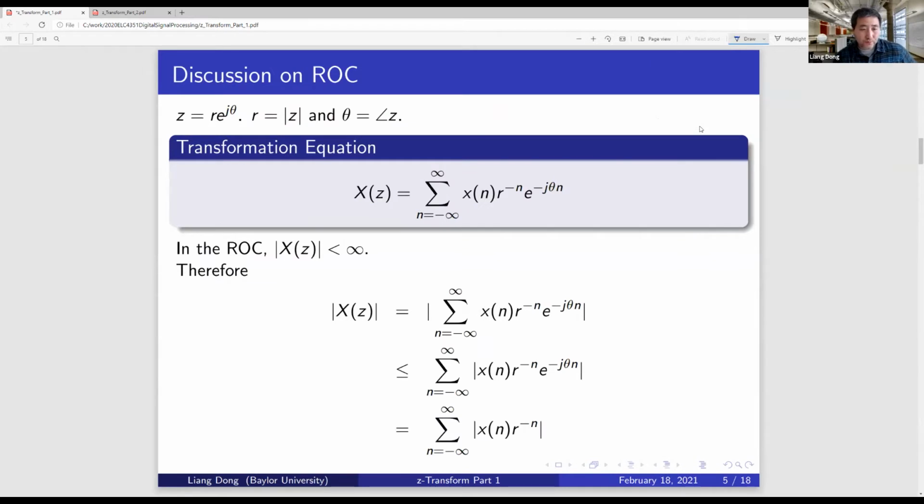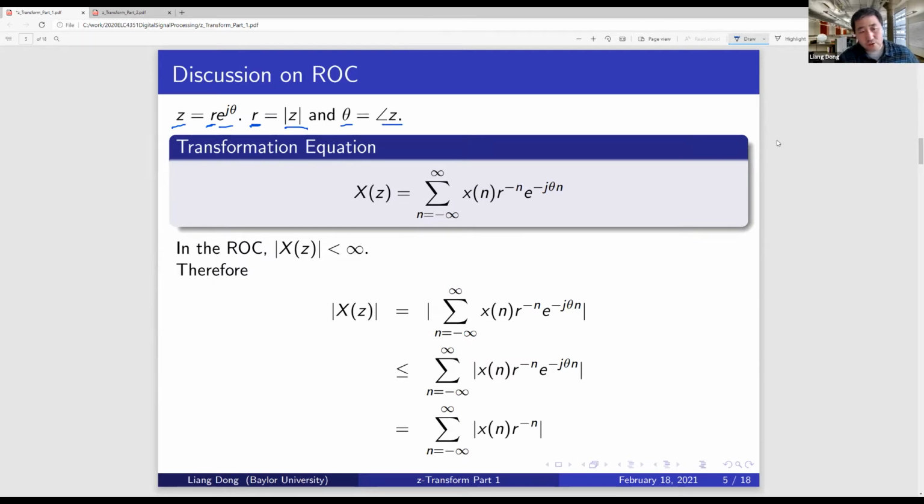So how do we mathematically look at a region of convergence? Now z is a complex number, so I'm using a polar format. z equals its modulus or amplitude times e to the power j theta, where theta is the phase. So r is equal to the absolute value of z, and theta is the angle of z. So that's a polar form.